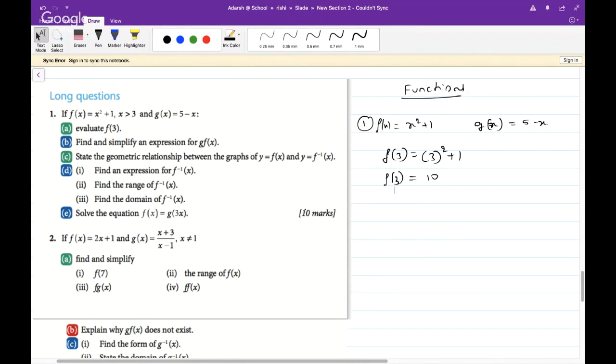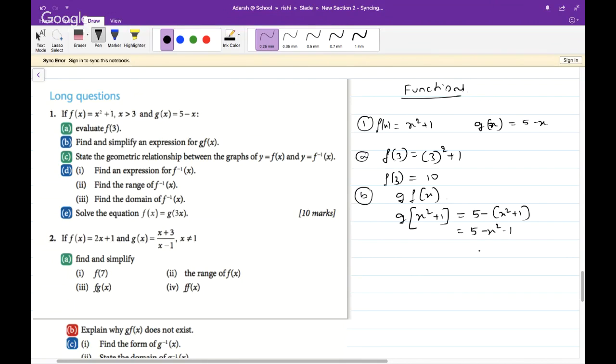Okay, so look at the second part, the B part. Find the expression of g of f of x. Look at the innermost function first. The innermost function f of x is x squared plus 1. Now g of x is 5 minus x, so take this entire thing and substitute it in the place of x. So 5 minus (x squared plus 1) becomes 5 minus x squared minus 1, which is 4 minus x squared.